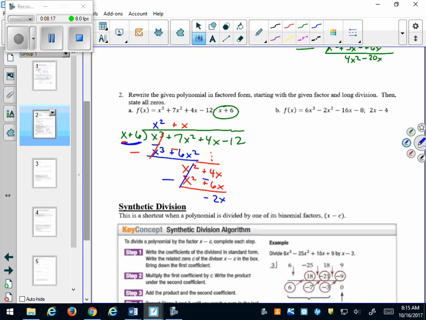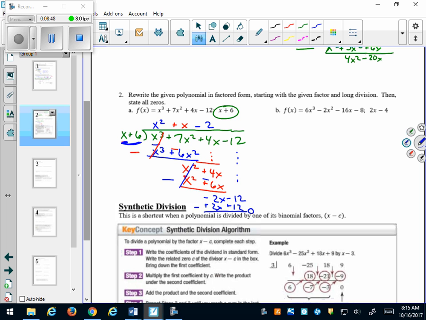Negative 2x. Now I got to bring down the minus 12. X plus 6 into, sorry, just first term, x into negative 2x goes minus 2 times. Then you're going to get negative 2x minus 12. Now, if that matches exactly, we know when we subtract, it's going to just end up with 0. So we found a factor. Well, they gave us a factor.